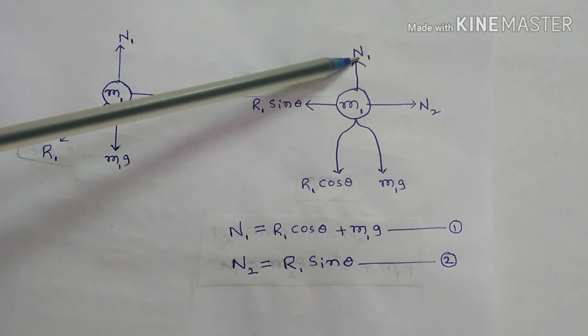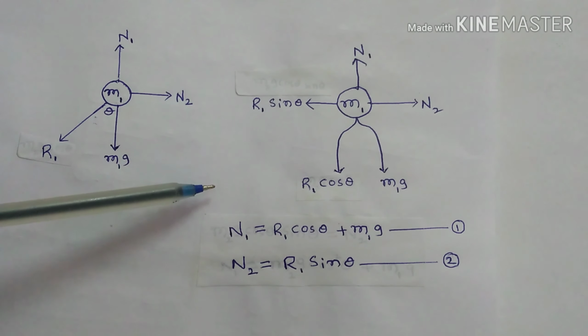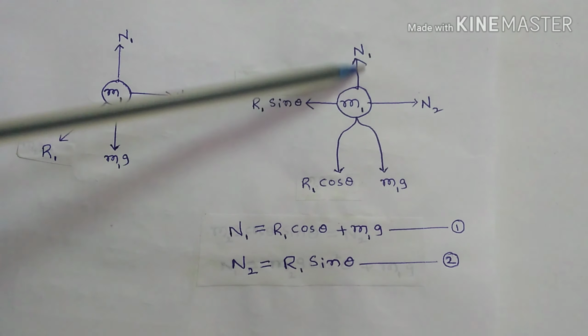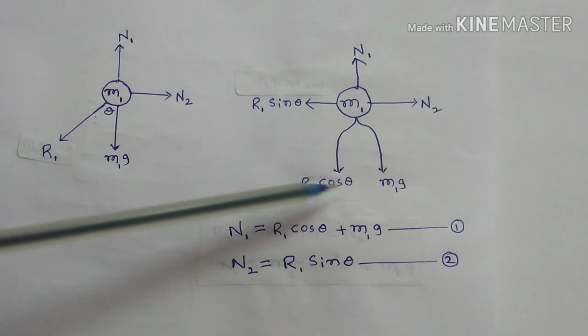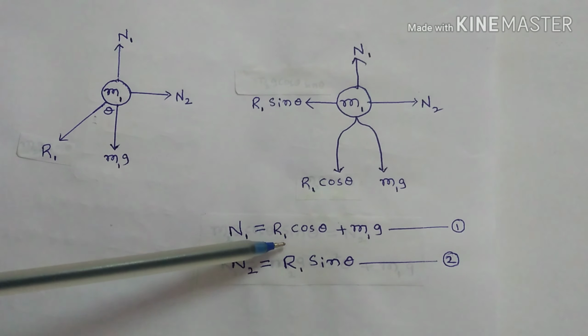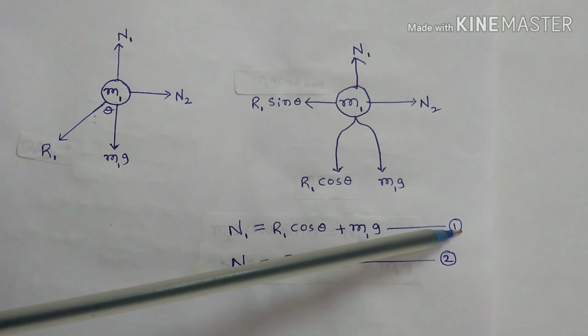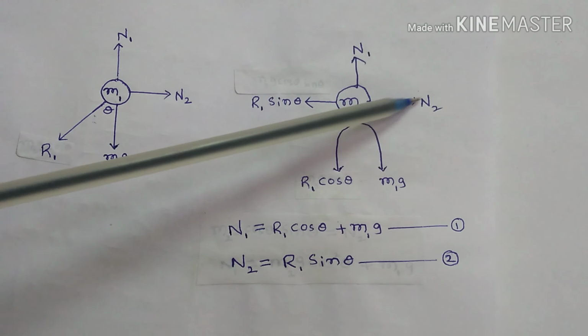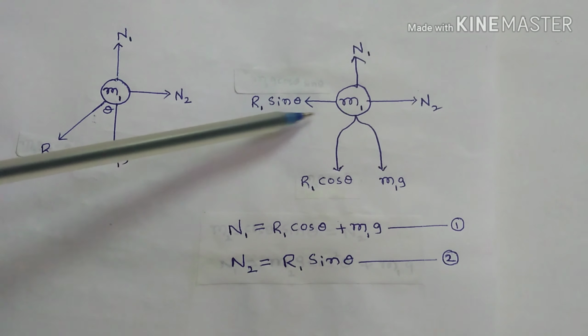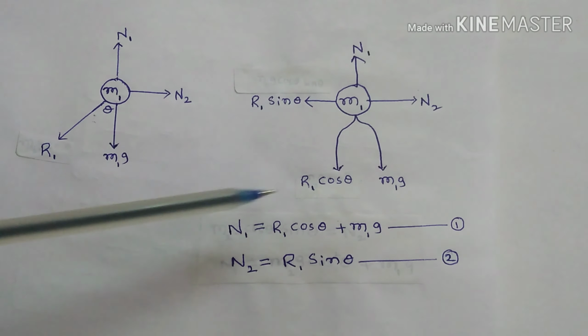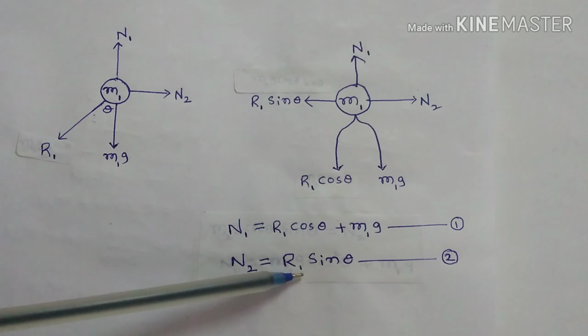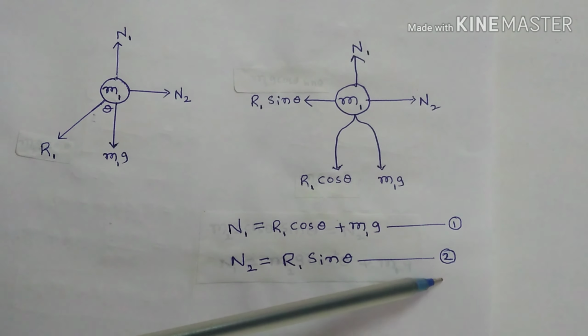Upward direction N1. We will write the equations. Upward force is equal to downward forces. N1 equal to R1 cos theta plus M1G. This is equation 1. Now, right side force is equal to left side force. N2 equal to R1 sin theta. This is equation 2.